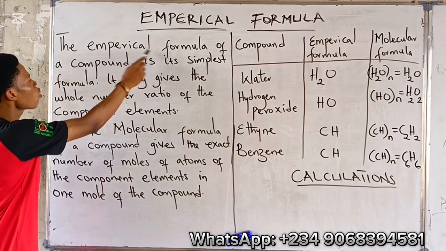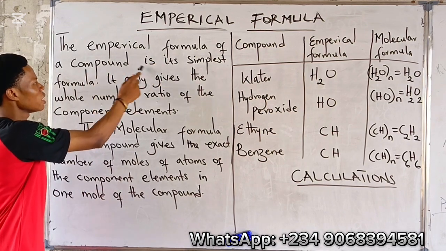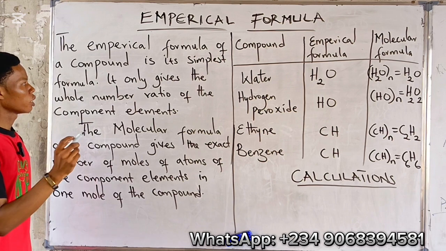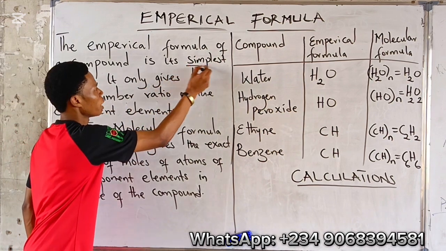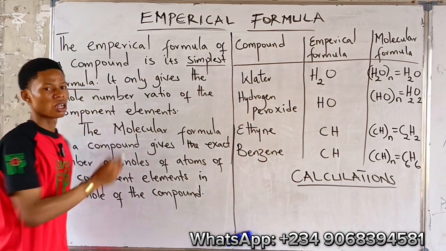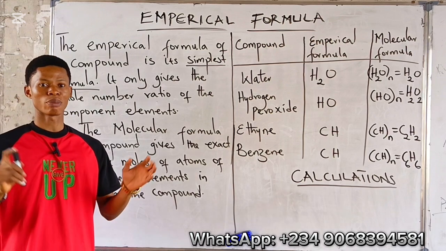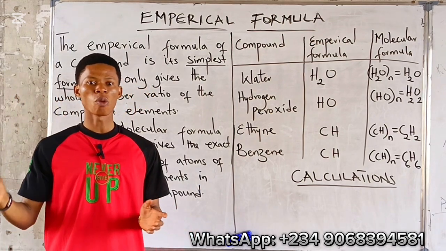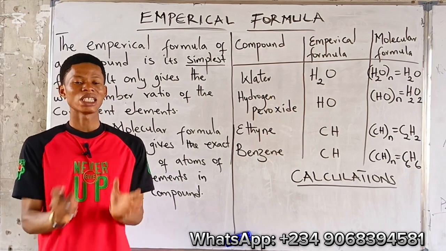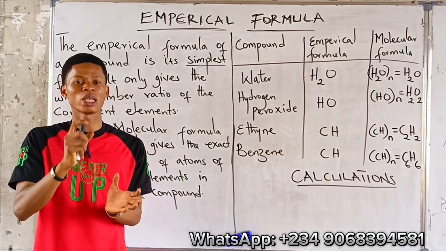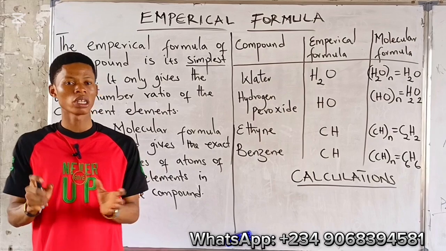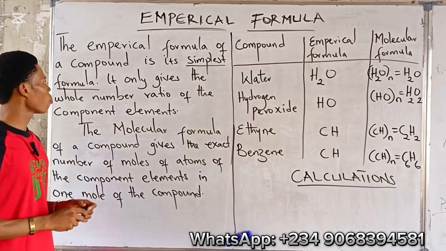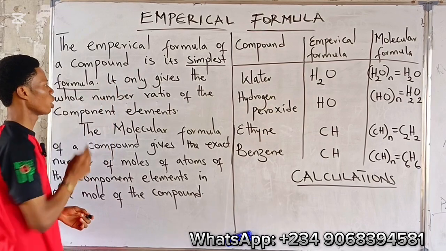So, the empirical formula of a compound is its simplest formula. Anytime you hear empirical formula, the first thing that should come to your mind is the simplest formula of that compound. Remember that a compound has two or more elements. Now, the simplest way to represent the elements in that compound is called the empirical formula. So the empirical formula of a compound is its simplest formula.